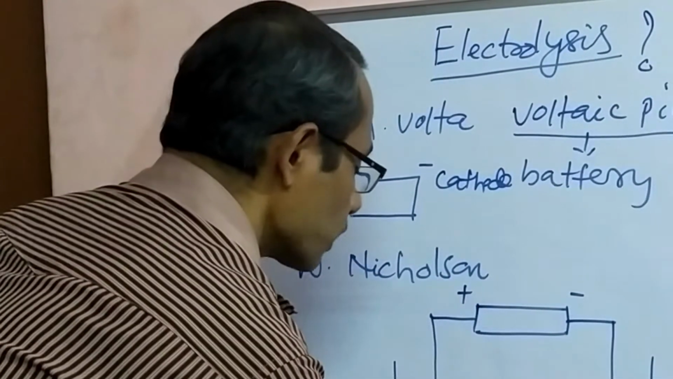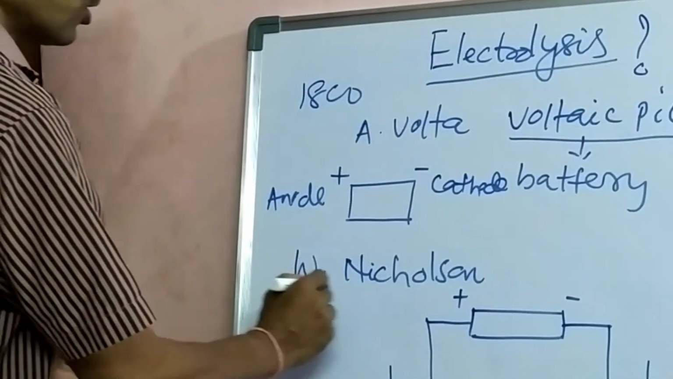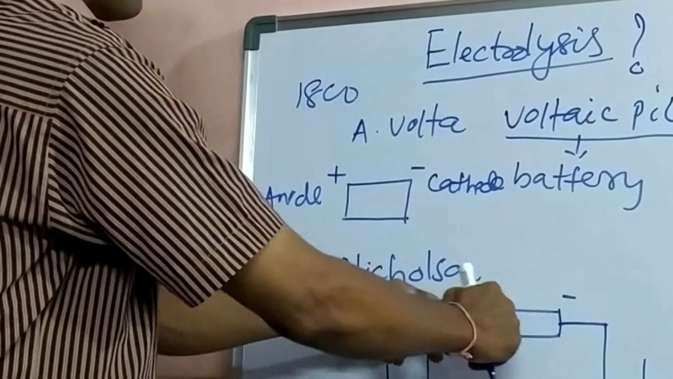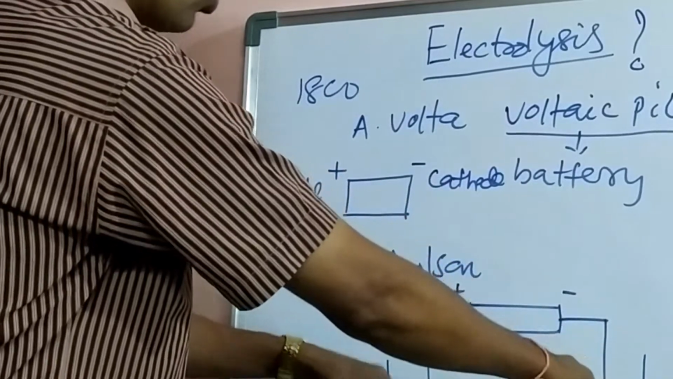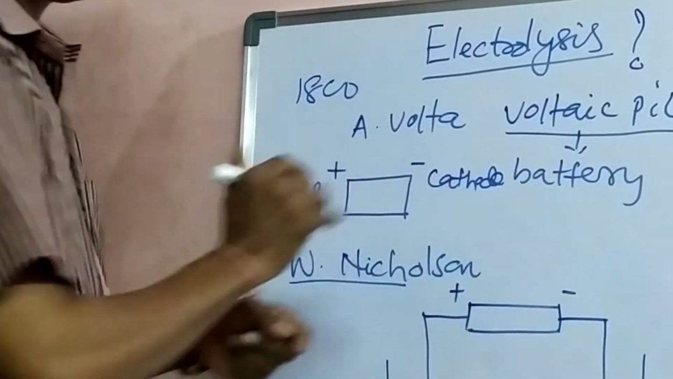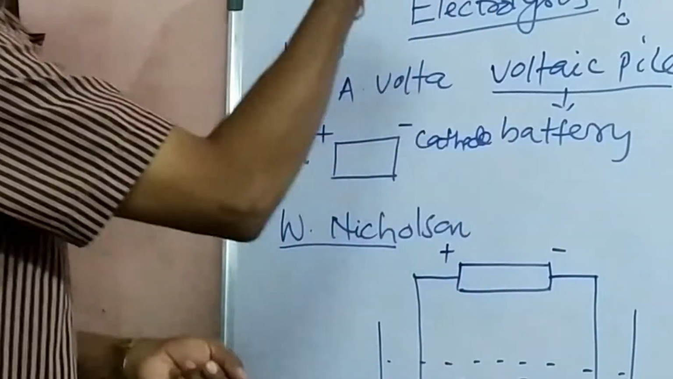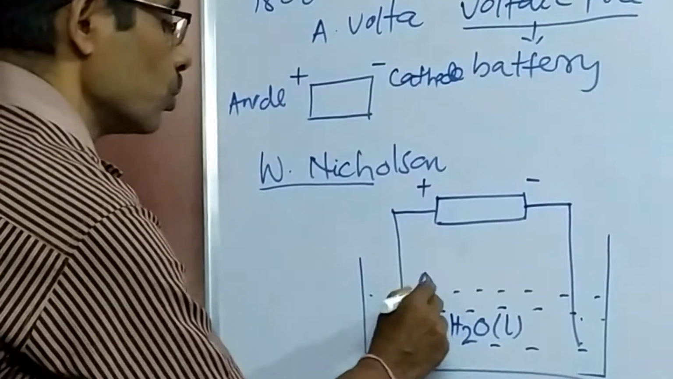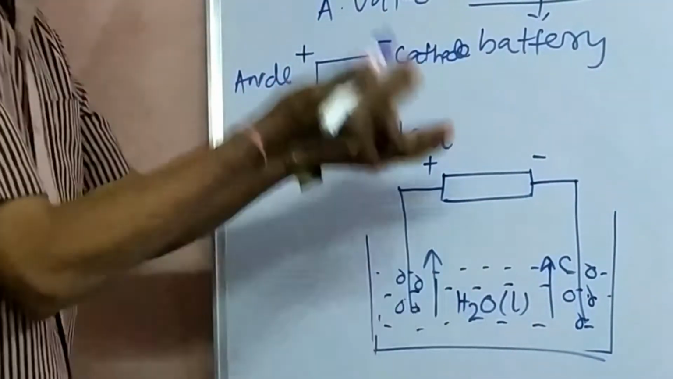So here what happens, water is there, liquid, right? What these authors did, they took the battery and connected the two ends of the battery through wire, and the two ends of the wire they dipped inside the water. And what they found, around the two rods or electrodes, gas bubbles are coming out.